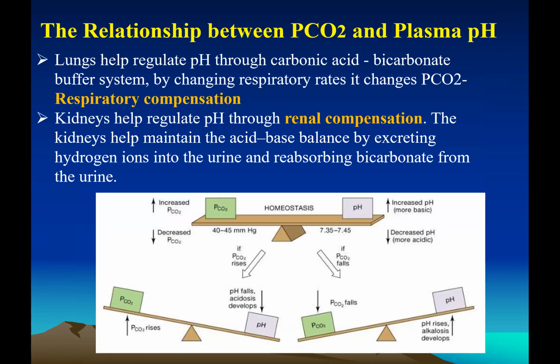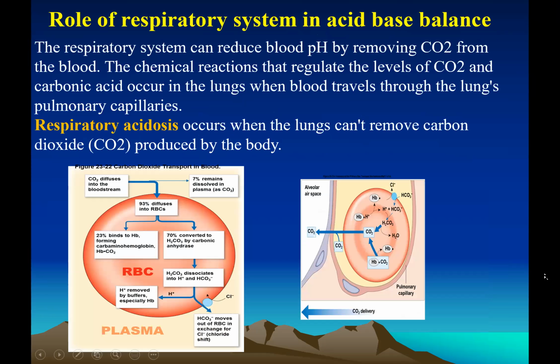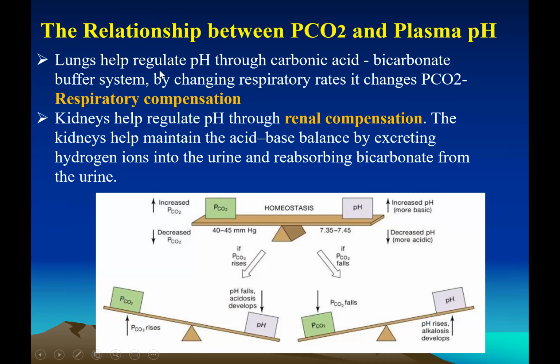So you already saw how the lungs play a role in buffering the pH of blood. When the lungs play a role, it's called respiratory compensation. When the kidneys actively play a role in getting rid of hydrogen ions, it's called renal compensation.